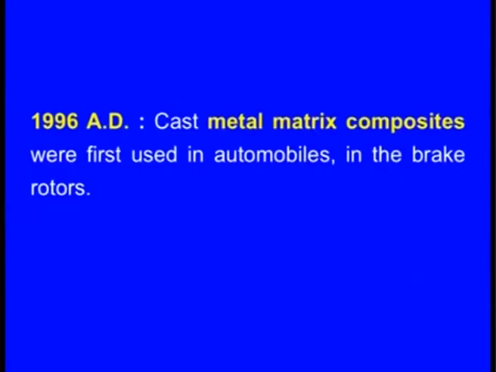While the vacuum is still holding the loose sand tightly, the pattern will be withdrawn and the molten metal will be poured into the mold cavity. So, this creates a clean environment. This was developed by the Japanese during the year 1971. And during 1996 AD, cast metal matrix composites were first used in automobiles.